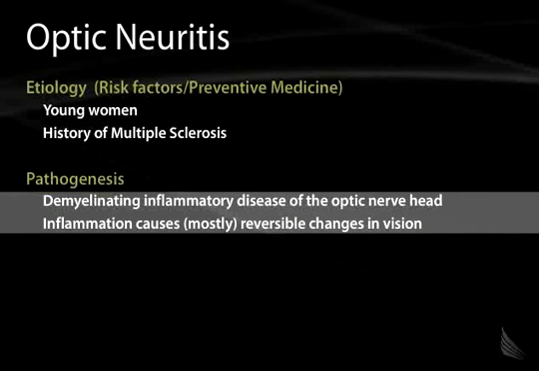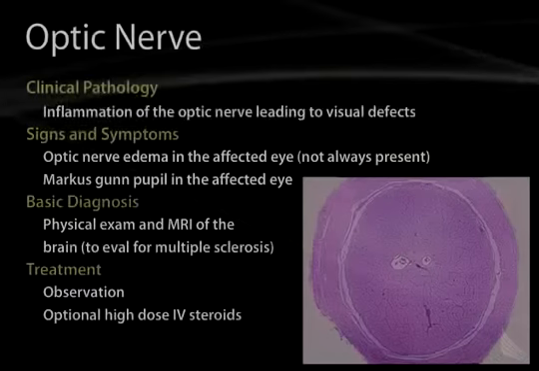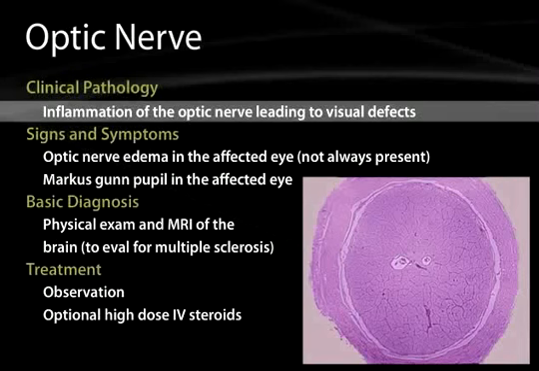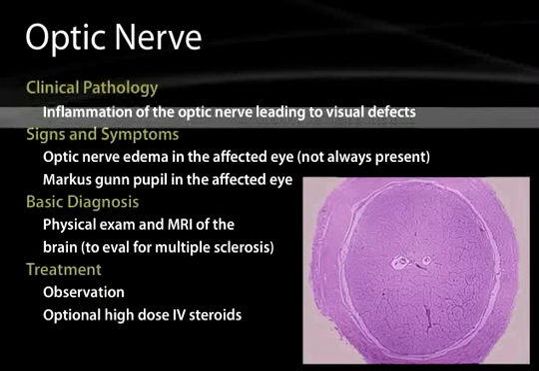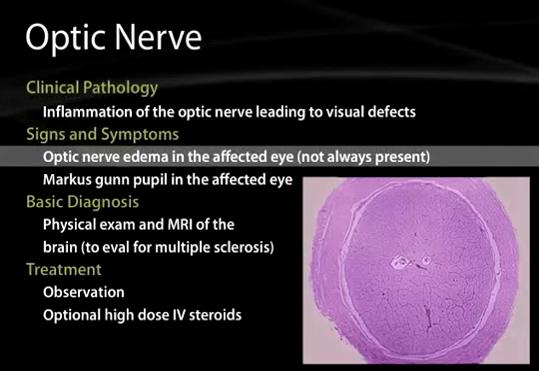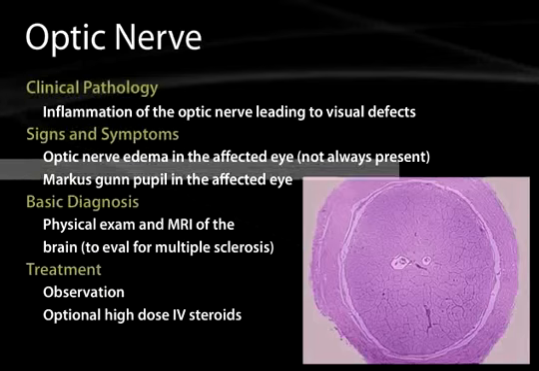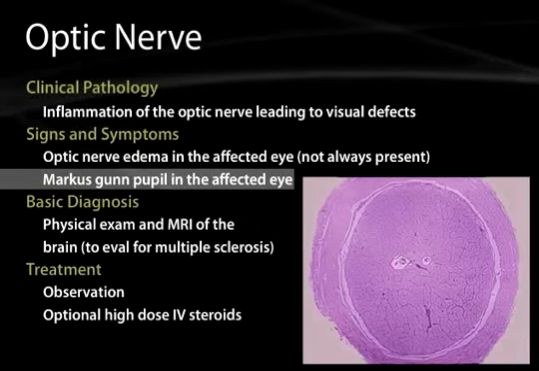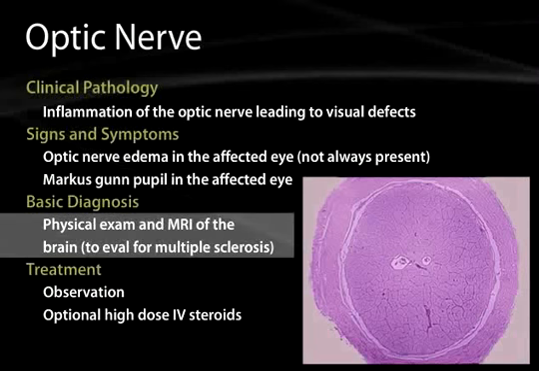Inflammation causes changes, which are mostly reversible, in their vision. The clinical pathology is inflammation of the optic nerve leading to visual defects. Signs and symptoms, like we talked about, are a swollen optic nerve or optic nerve edema, often in one eye rather than the other. You can get a Marcus Gunn pupil in the affected eye, which means you have a relative afferent pupillary defect. As you shine the light into the unaffected eye, both pupils will constrict. As you swing the flashlight over to the affected eye, both pupils will dilate, which means that the retina and the optic nerve are not working correctly, and that's due to the disease process going on in the optic nerve. The basic diagnosis is a physical exam.